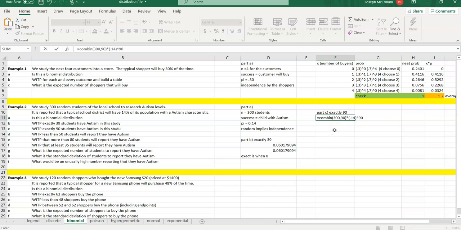I just think about the buckets I drew up earlier in example 1. In example 2, I'd have 300 buckets. 90 of them would have a yes for the autism characteristic. Yep, that was right. And then we'd have not 90, but 210 of them, 210 of the buckets with the no characteristic.